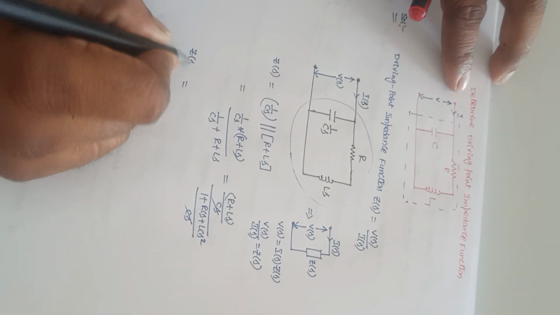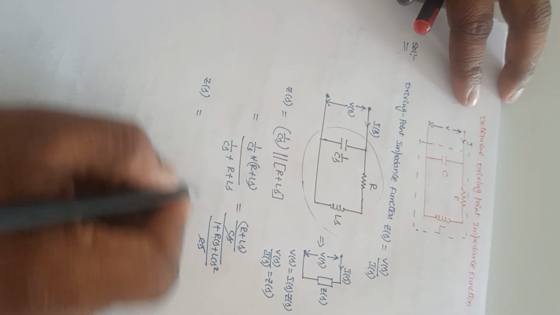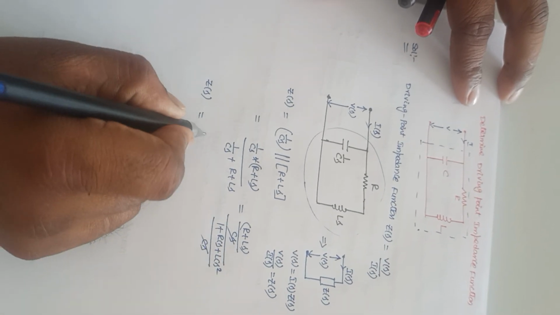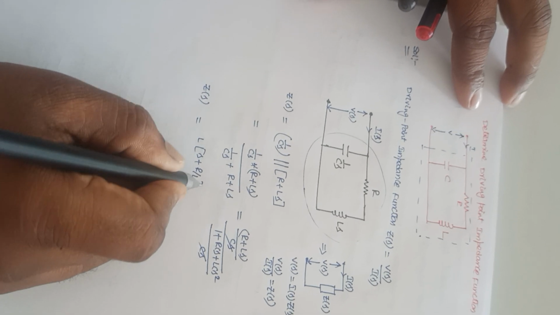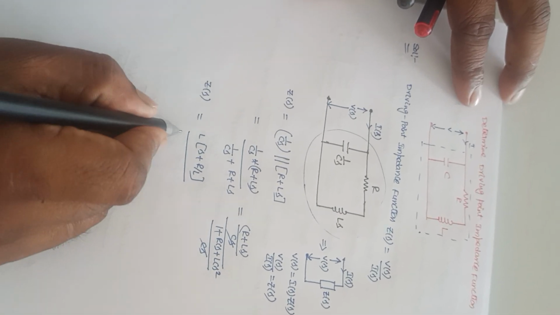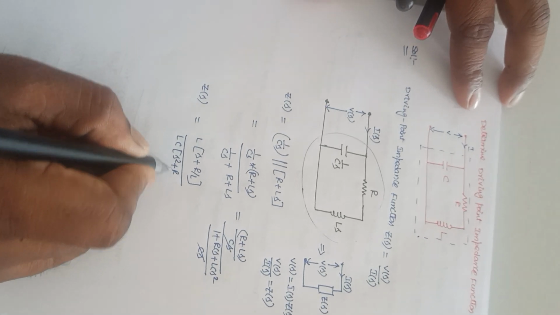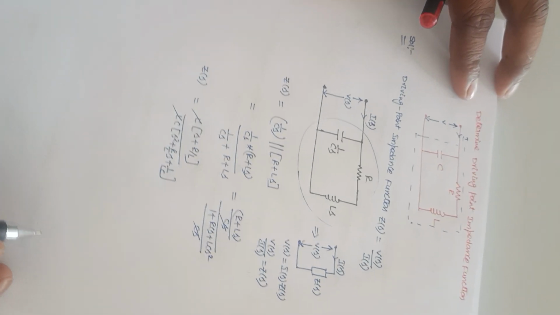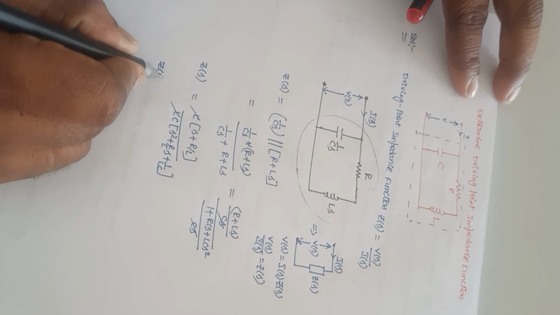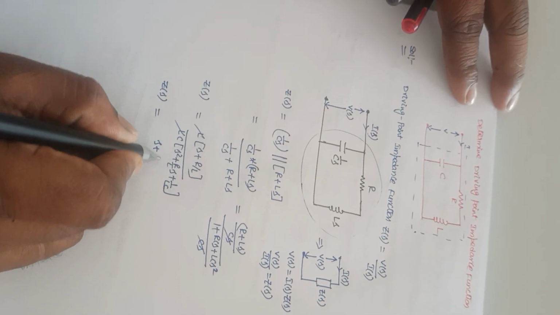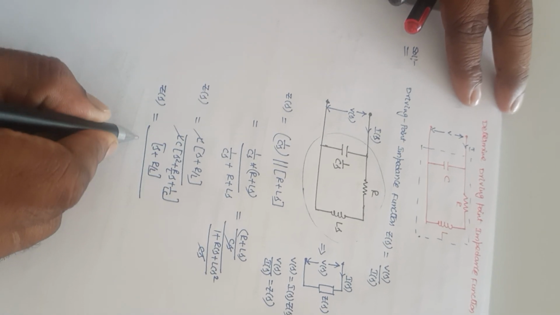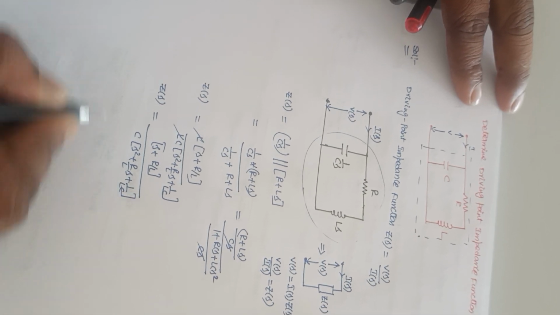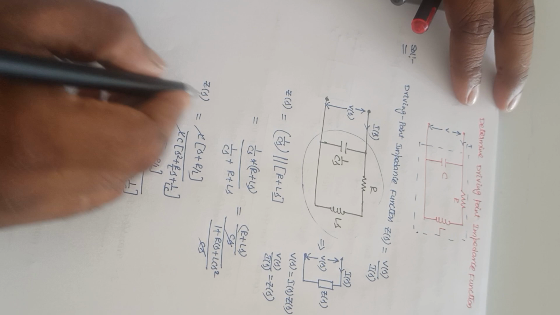So Z of S is equal to, if I take L as a common here, S plus R by L divided by, if I take LC as a common here, LC into S square plus R by L into S plus 1 by LC. So this L will get cancelled here. So finally what we got is the driving point impedance function Z of S is equal to S plus R by L divided by C into S square plus R by L into S plus 1 by LC. So this is the driving point function for this problem.